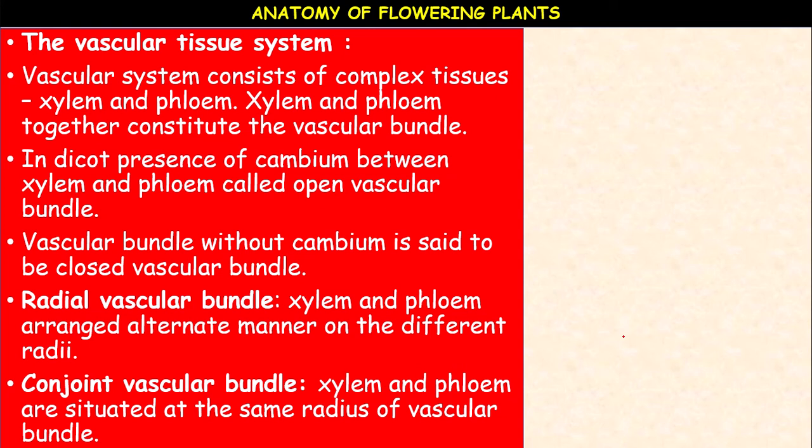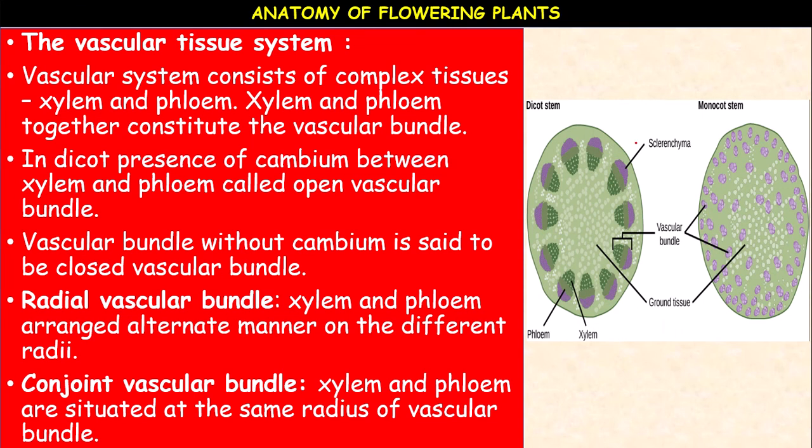So, vascular bundle is divided into different types, basically open and closed. Open means cambium is present, closed means cambium is absent. Next, radial. Radial means the xylem and phloem on different radii. Conjoint. Conjoint means xylem and phloem on the same radii. Again, conjoint vascular bundles are divided into two types, collateral and bicollateral. Collateral means the phloem on the outer side and xylem on the inner side.